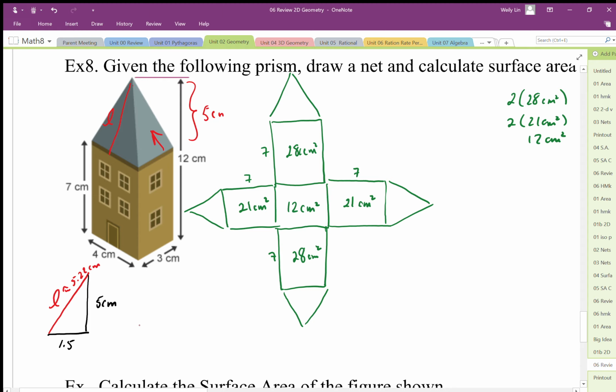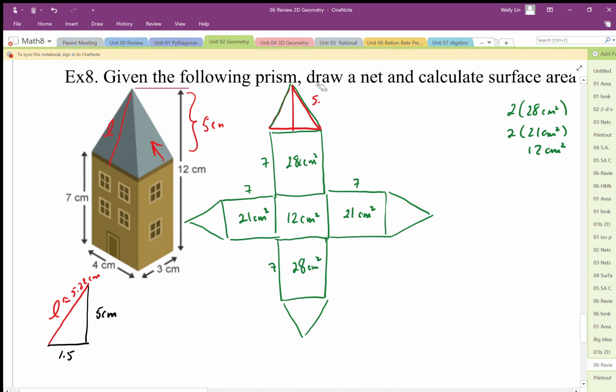To then calculate the area of that triangle, okay, which I'm going to do this one here. Okay, so that's going to be 5.22 of length.